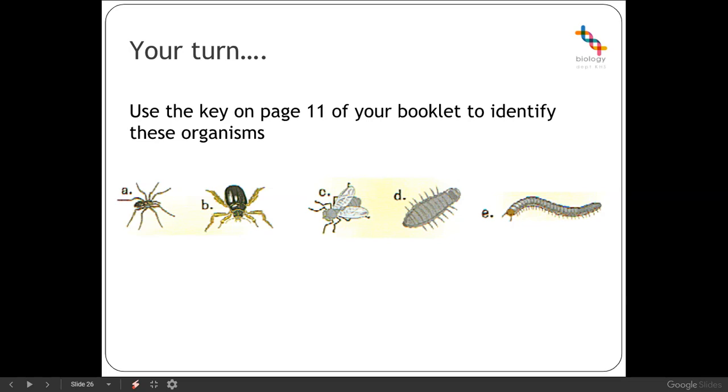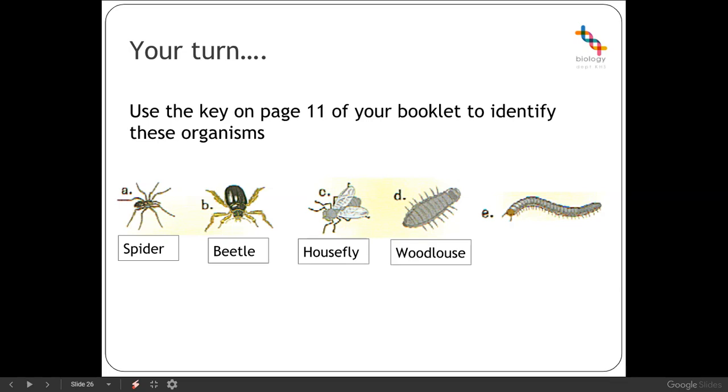So if you've had a look at that one, we'll have a very quick look at the answers. A, you should have been able to identify as a spider. B, you should have been able to identify as a beetle. C, you should have been able to identify that as a housefly. D is of course a woodlouse, and E is a millipede. So I'll quickly correct those in your booklet just now. Make sure you've understood the stages of using a paired statement key.